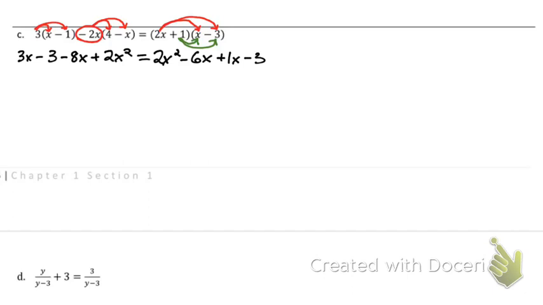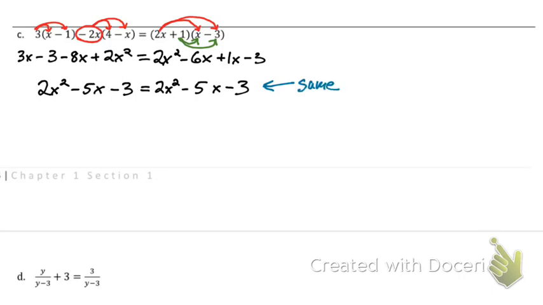If I simplify the left-hand side, we're going to end up with 2x squared. We're going to have negative 8x plus 3x, which is a negative 5x, and then minus 3. On the right-hand side, we'll have 2x squared, negative 6x plus 1x is negative 5x, minus 3. I can stop right there if you want to. Note that it is the same on both sides.